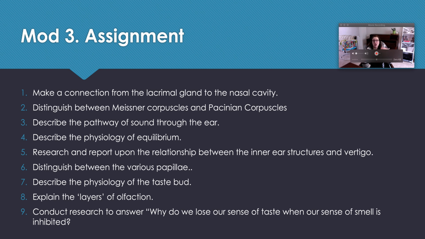And again, when you're researching this, your resources might talk about otoliths, and these are the crystals that are floating in the inner ear fluid. Again, distinguish between the papillae, the physiology of the taste bud, layers of olfaction, and why do we lose our sense of taste when our sense of smell is inhibited.